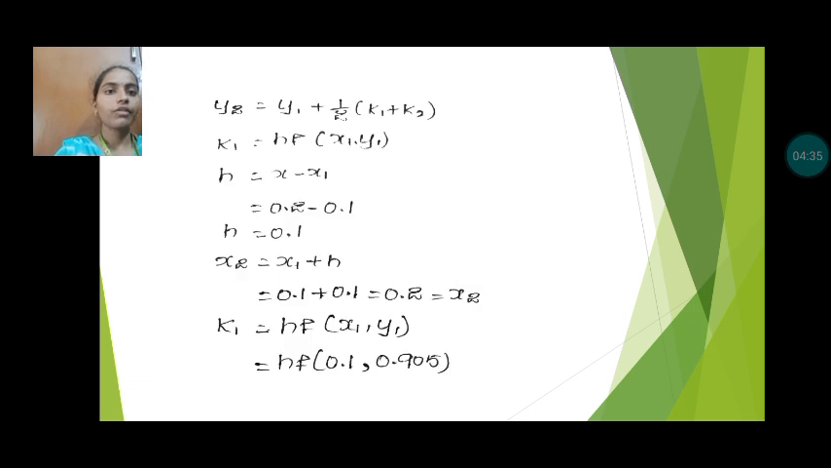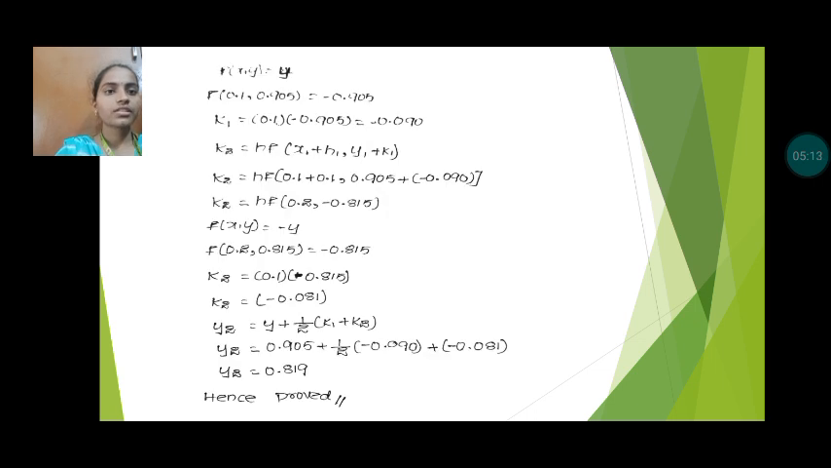y1 is equals to 0.905. y2 is equals to y1 plus 1 by 2 into k1 plus k2, k1 is equals to h of x1 comma y1, h is equals to x minus x1 is equals to 0.2 minus 0.1, h is equals to 0.1, x2 is equals to x1 plus h is equals to 0.1 plus 0.1 equals to 0.2 is equals to x2. k1 is equals to h of f of x1 comma y1 is equals to h of f of 0.1 comma 0.905, f of x comma y equals to minus y, f of 0.1 comma 0.905 equals to minus 0.905, k1 is equals to 0.1 into minus 0.905 equals to minus 0.0905.